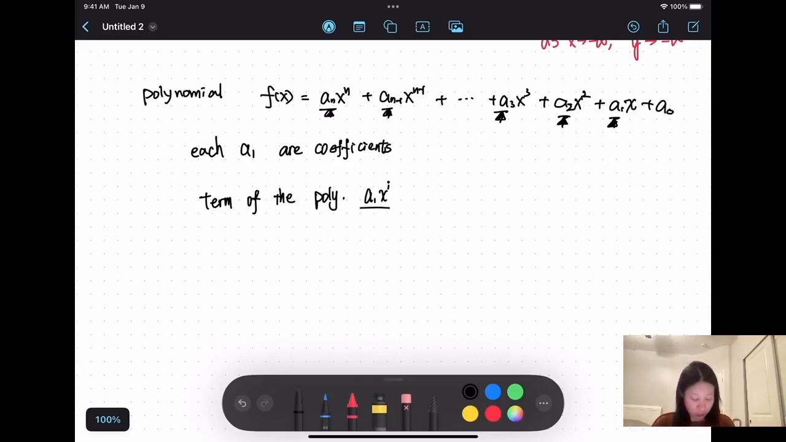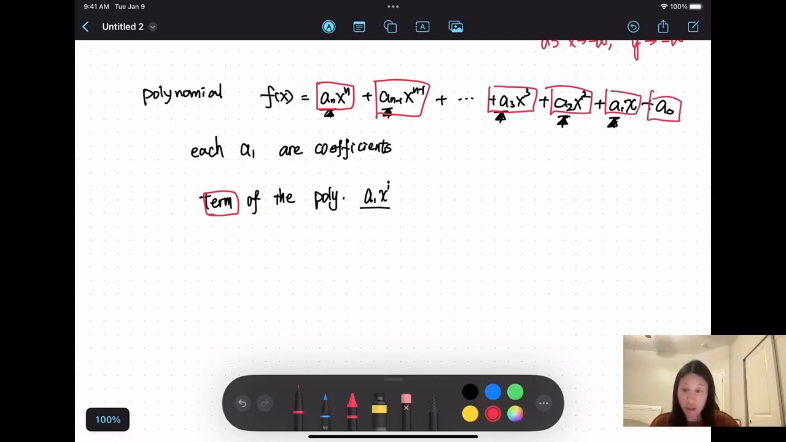So in here, how many terms do we have? I'm going to use a red pen to circle the terms. So this is one term, this is another term, this is a term, this is a term, this is a term, this is also a term.